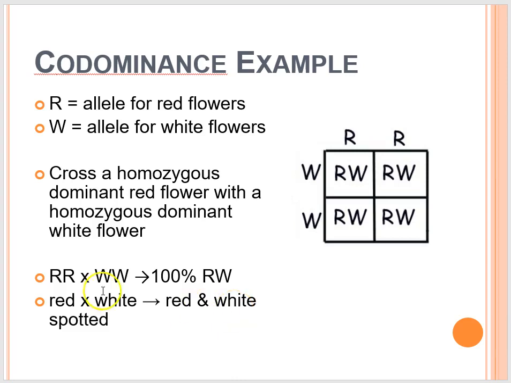Since we have all dominants, the R is dominant, the W is dominant, which one goes first? Why? You put them in alphabetical order. Oh my God, that's actually what it said. Put them in alphabetical order. So if this was a B and this was an S, it'll be BS. So we get 100% red and white spotted from this.